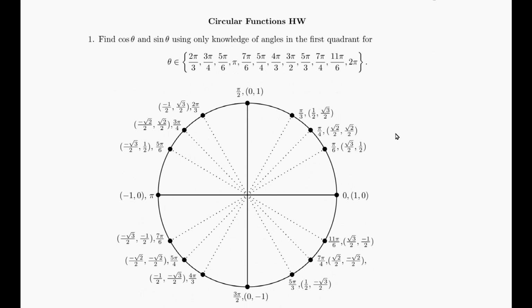This is going to be on the circular functions. We can find cosines and sines of angles that are bigger than pi halves based on angles which are smaller than pi halves. For example, if I want to look at the cosine and the sine of 5 pi over 6, this is just directly across from this.